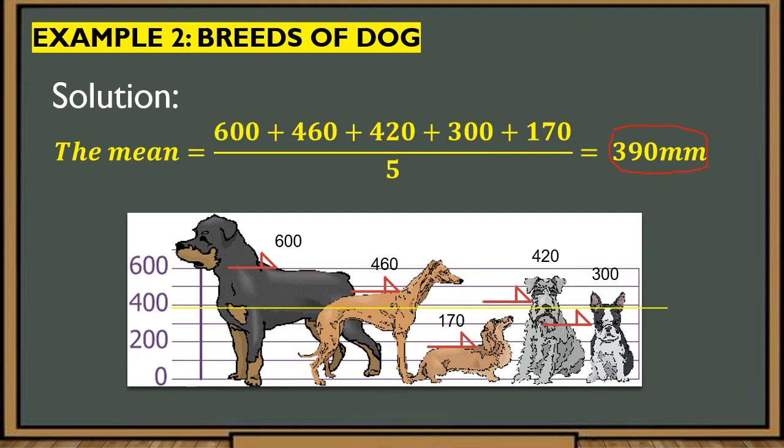390 millimeters is found in the middle. If this is 400, then 390 is located in here. If you have noticed, the mean is found in the center of the set of values. So this is the mean or the average.